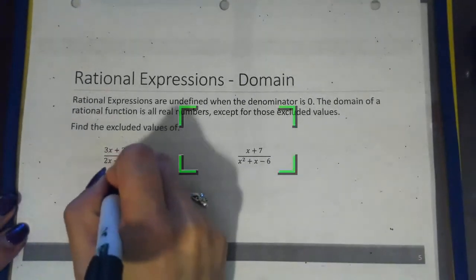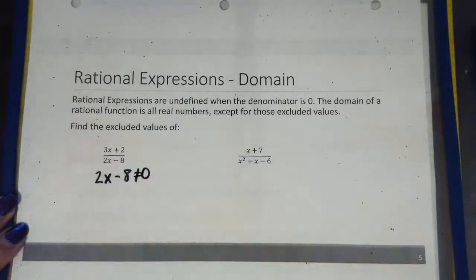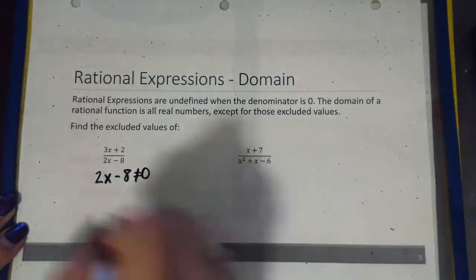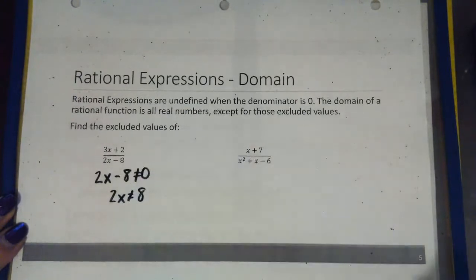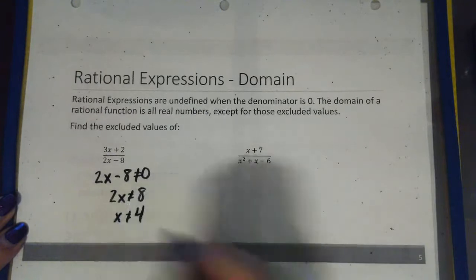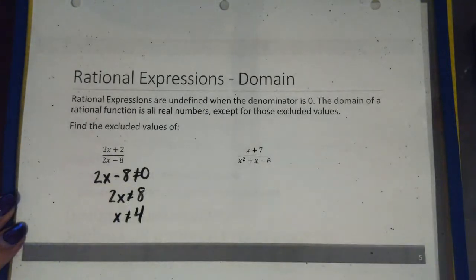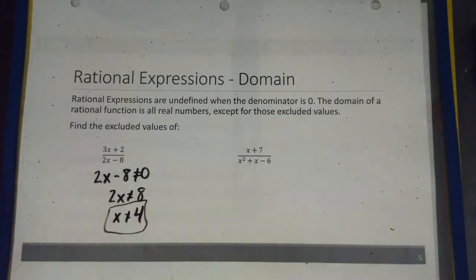So for this first one, I need 2x minus 8 to not be equal to 0. If I add the 8 over, I get that 2x cannot be equal to 8. And if I divide by 2, I get that x cannot be equal to 4. So the excluded value is 4. That's the one number that x cannot be equal to.